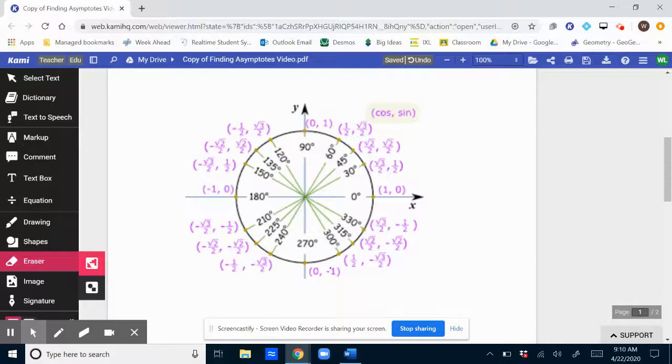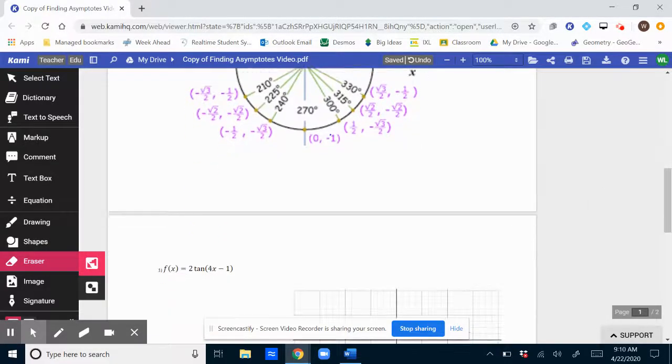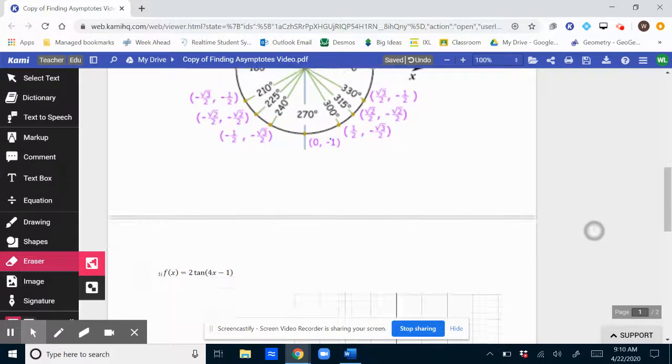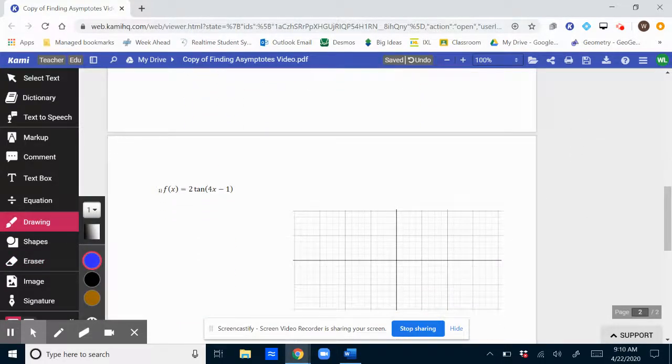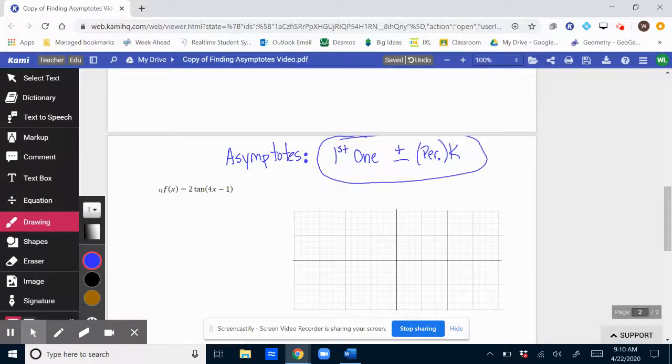Okay, now I'm going to get into how to find and how to write your asymptotes. First, when you are asked on a quiz for your asymptotes, always write them in this pattern. It's the first one plus or minus period times k. I'll get into more of what that means, but this is the generic formula that represents all of the asymptotes.